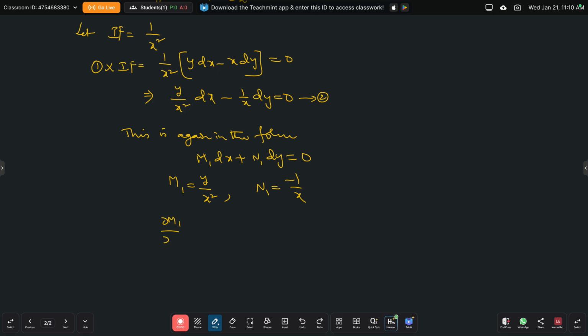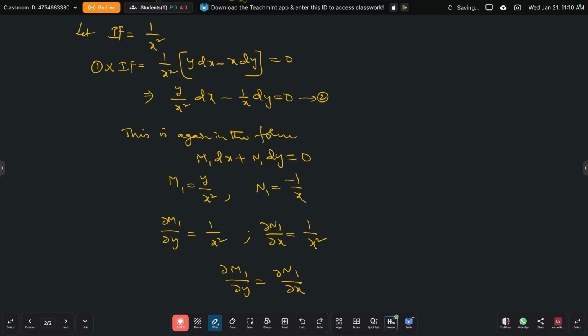So we have ∂M1/∂y. With respect to y we are differentiating, y with respect to y is 1, so we have 1/x². Similarly, N1 is partially differentiated with respect to x, the derivative of 1/x is minus 1/x². Already there is a minus sign, so 1/x². So what we observe here is ∂M1/∂y equal to ∂N1/∂x. So what is our observation here?